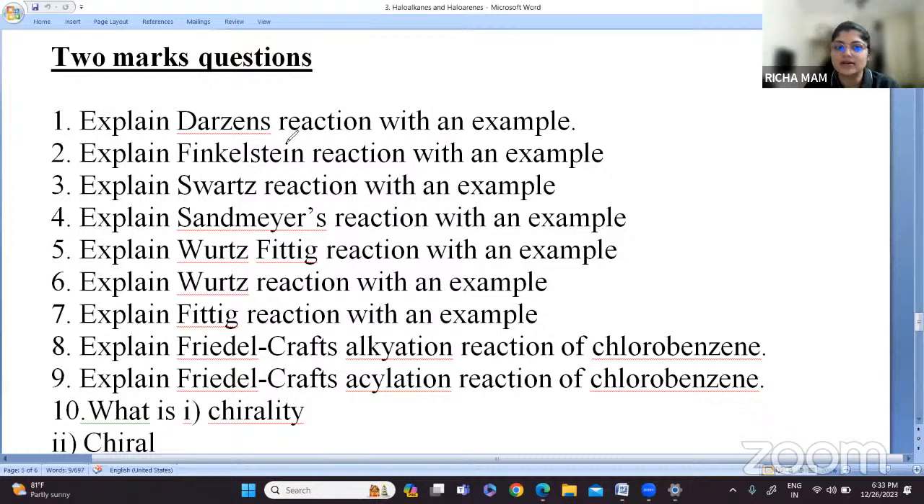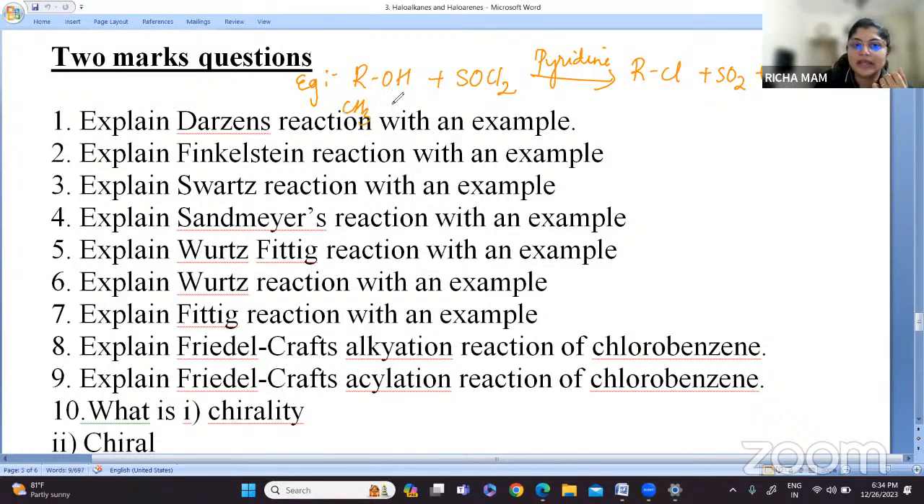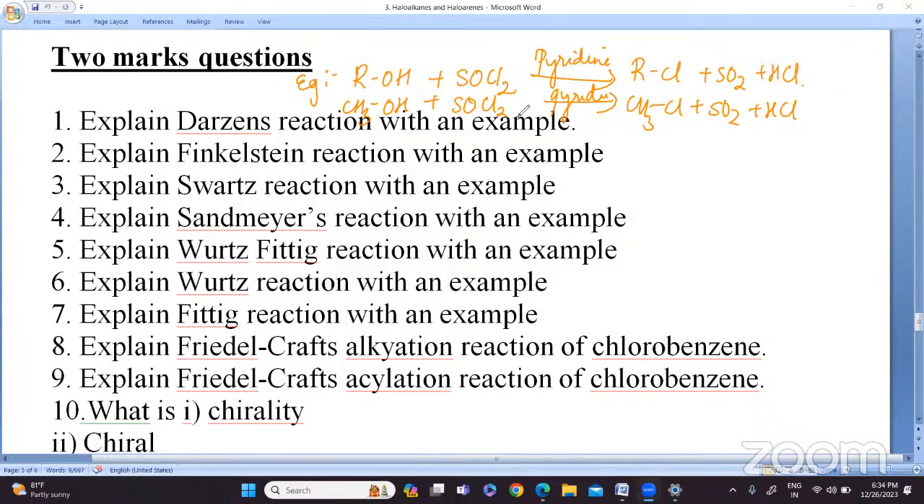So what is Darzen's reaction? When alcohols are reacted with thionyl chloride in the presence of pyridine, you get alkyl halides, alkyl chlorides, plus SO2 gas plus HCl. So this is Darzen's reaction. This example is very important. So a general reaction, and as an example you can use methyl alcohol plus thionyl chloride, pyridine. Then what you'll get? CH3Cl plus SO2 plus HCl. So one general reaction and one example. So you have to study. Okay, so this is about Darzen's reaction.